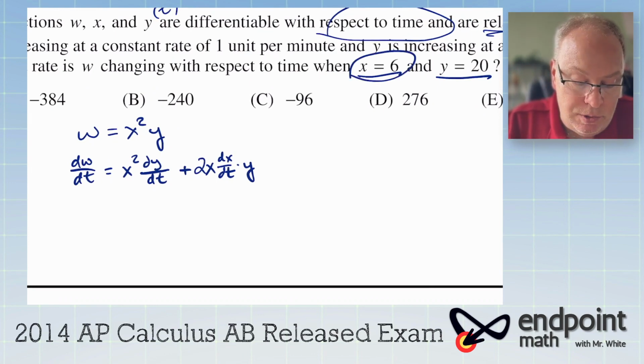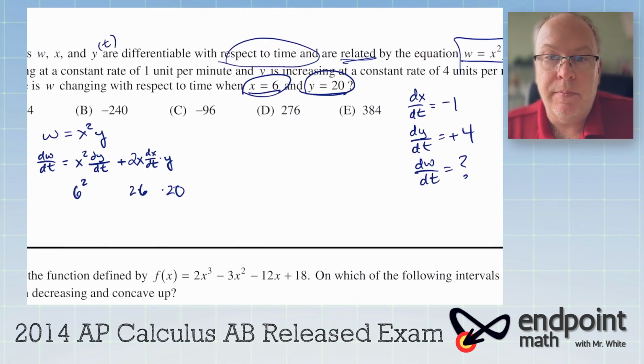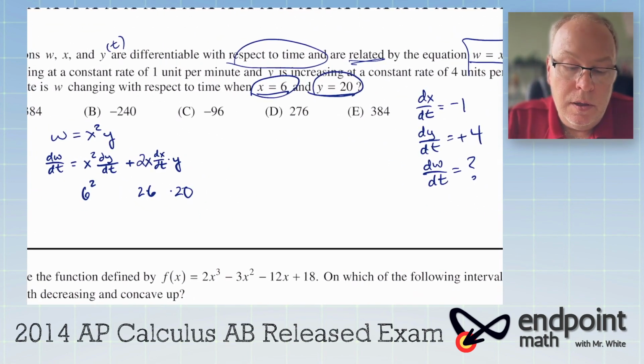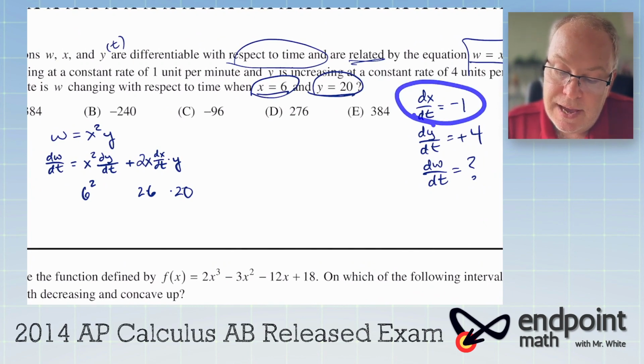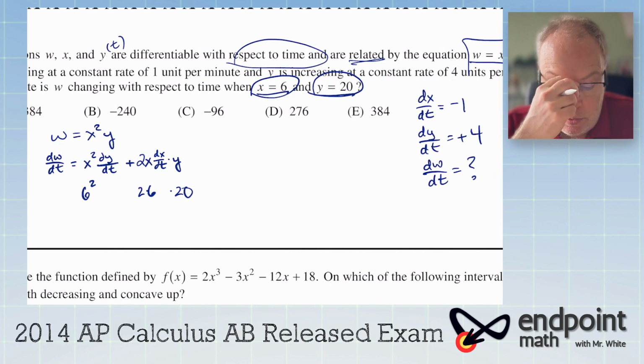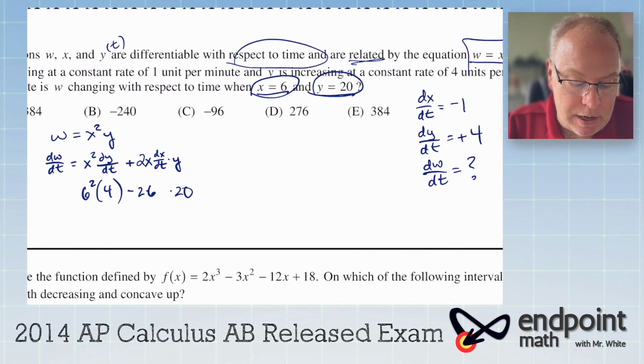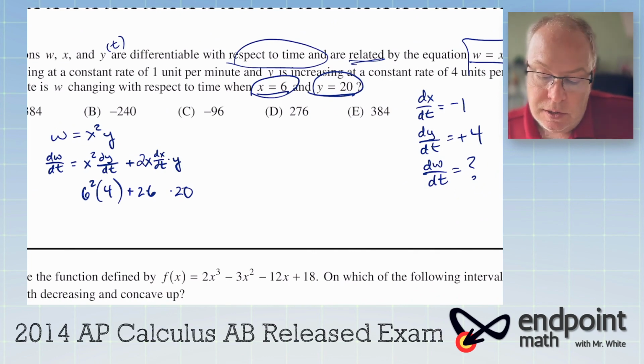We have everything. We have x equals 6, so this would be 6 squared. We have y equals 20, so this would be a 20 over here. 2 times 6. And then off to the right here, we have that dx dt is -1 and dy dt is 4. We wrote that down a moment ago. So we put the 4 here. I think I said -4, but it's +4, because it's increasing.